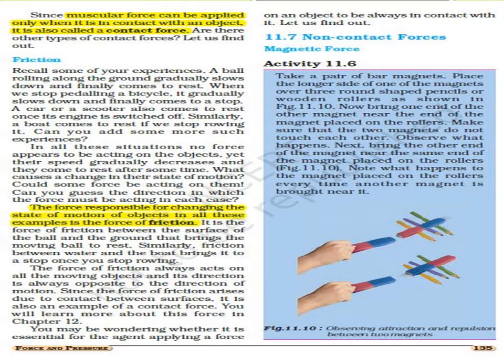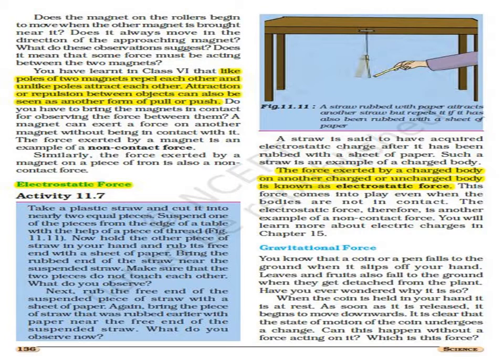Now we come to non-contact force. Non-contact force is the force which does not involve any contact between the objects. For example, magnetic force. We have already known that there are two poles of a magnet. One is the north pole and another one is the south pole. If two magnets are placed in such a way that their north poles are facing, then they will repel each other, and if they are placed in such a way that one is north and another one is south, then they will attract each other.